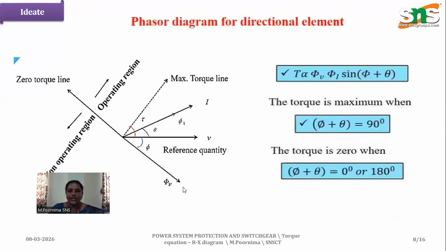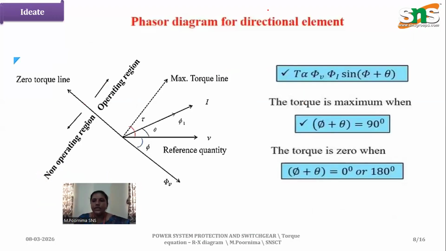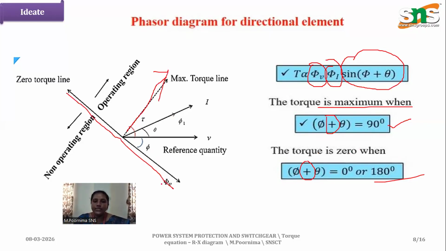Now coming to the phasor diagram. Here, the torque is directly proportional to the flux produced by the voltage, the flux produced by the current, and the sine of phi minus theta. The torque is maximum when phi minus theta is equal to 90 degrees. The torque is 0 when phi minus theta is equal to 0 degrees or 180 degrees.